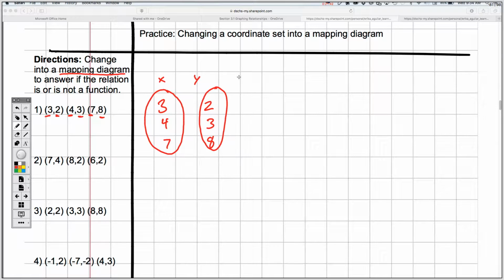And now same way as how they were holding hands, we're going to draw arrows from the X's to the Y. So when I was at a 3, what did it go to? The 2, 3, or 8? 2. What about the 4? 3. 7? 8. Okay, so same way as story time, is this a function or not a function? Function. So no X's are holding hands with two Y's.